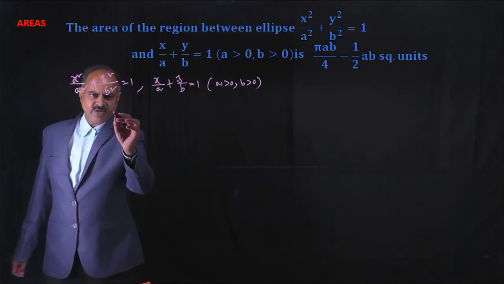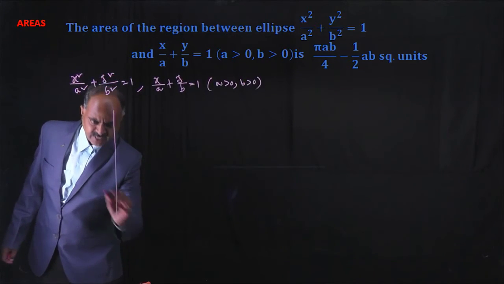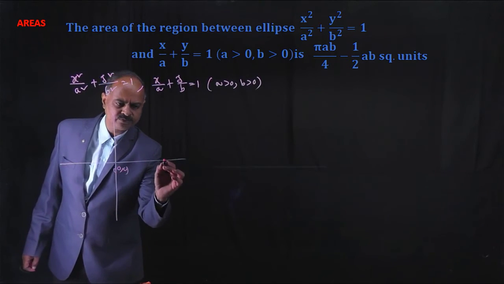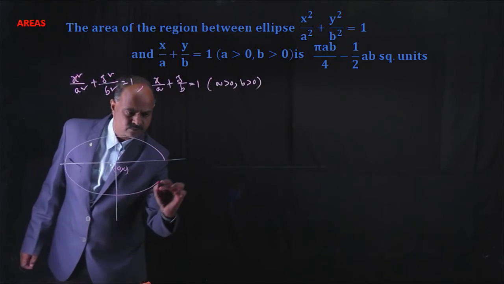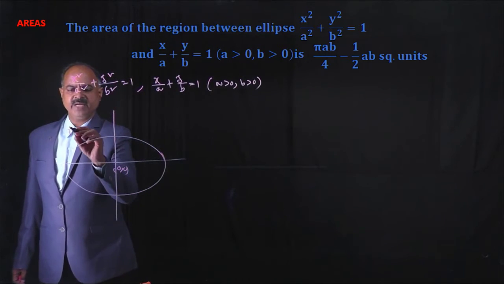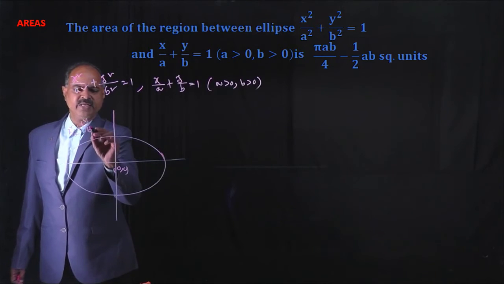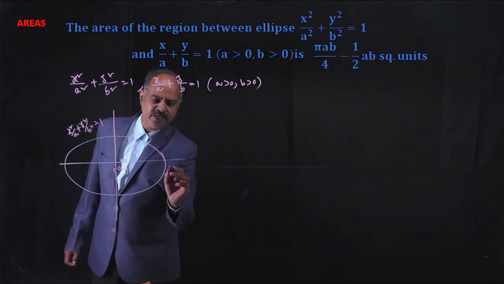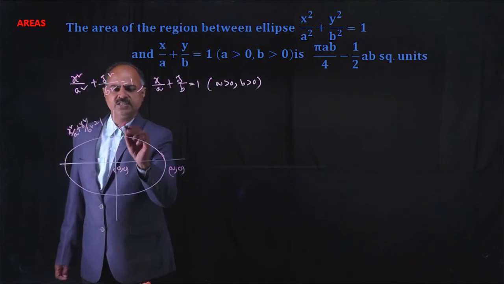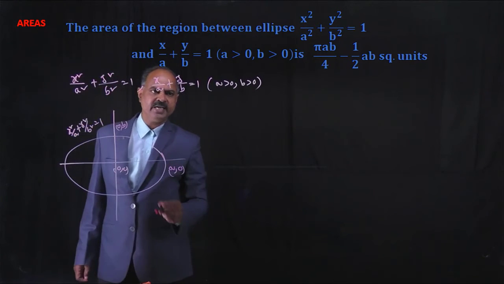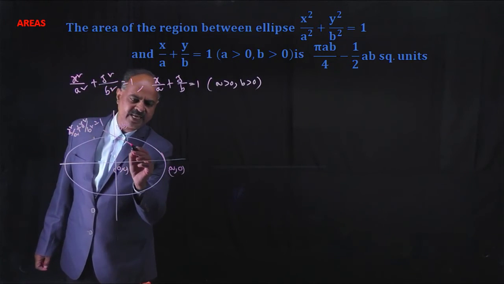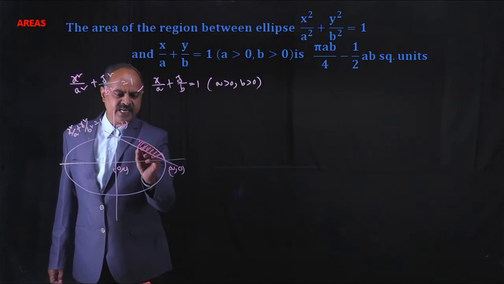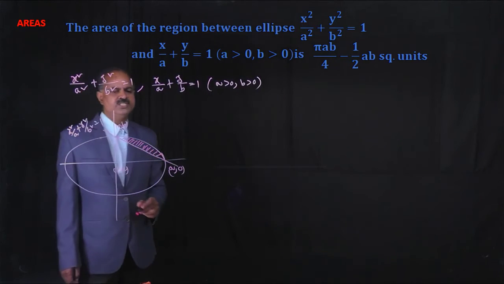Now here x square by a square plus y square by b square equal to 1 is the ellipse. So here the center is 0, 0. This is the ellipse, and this line here is x by a plus y by b equal to 1. This is a comma 0 and this is 0 comma b. So x intercept is a and y intercept is b. So this is the area between the ellipse and the line in the first quadrant. So this is the required area.